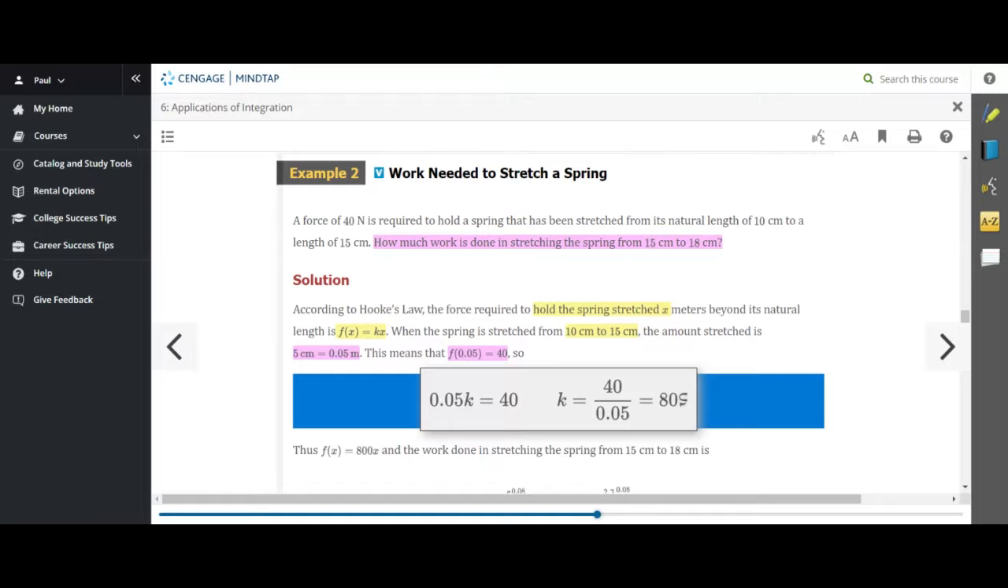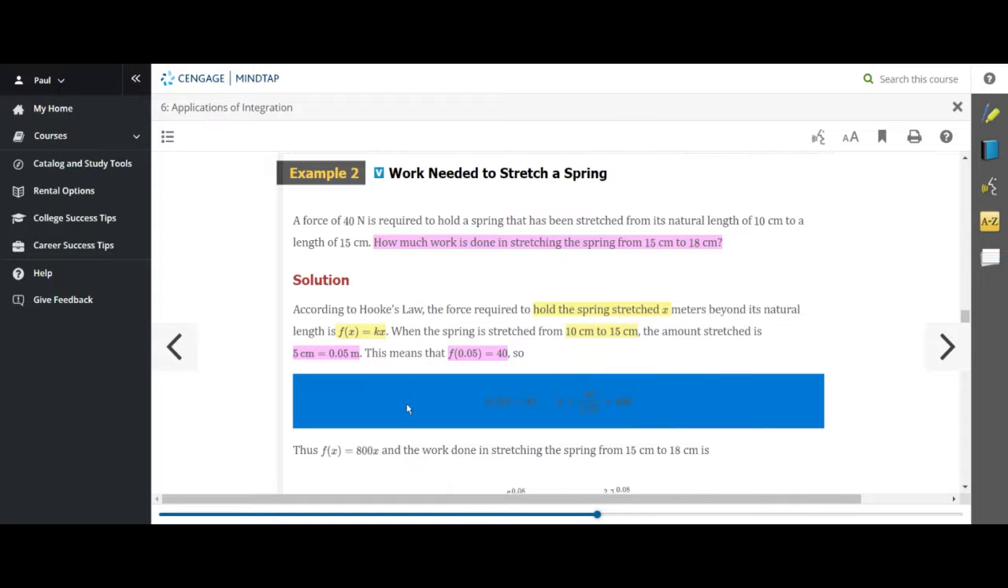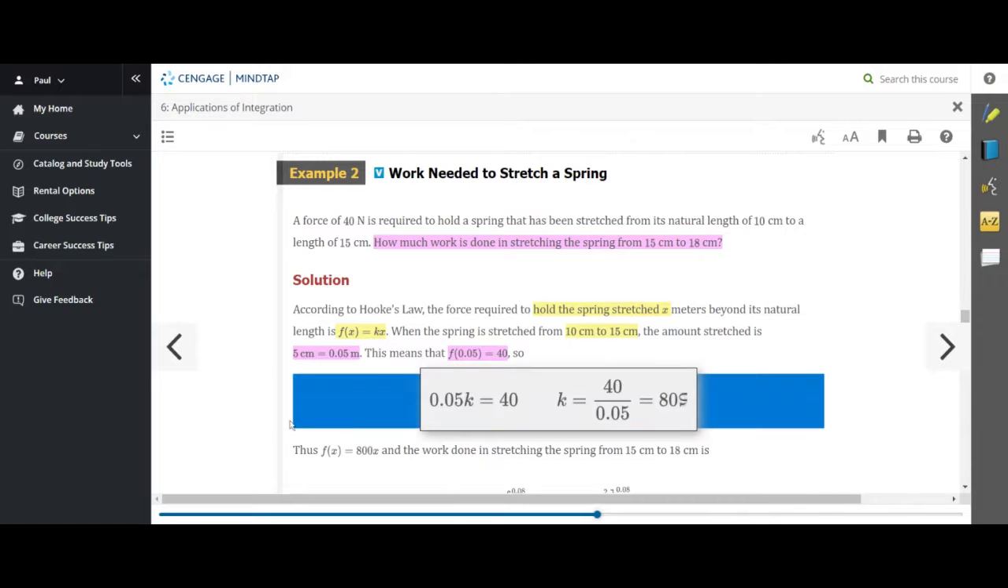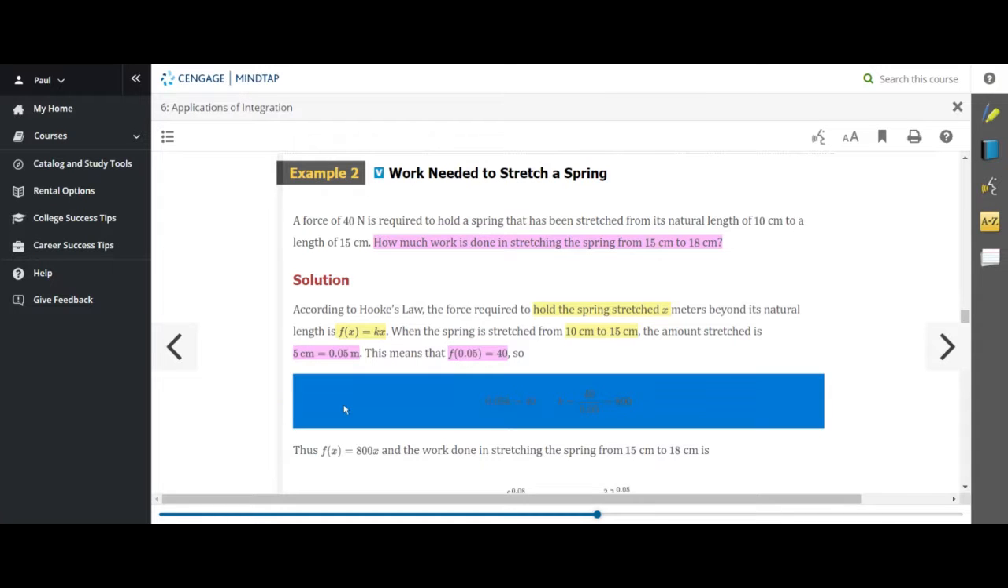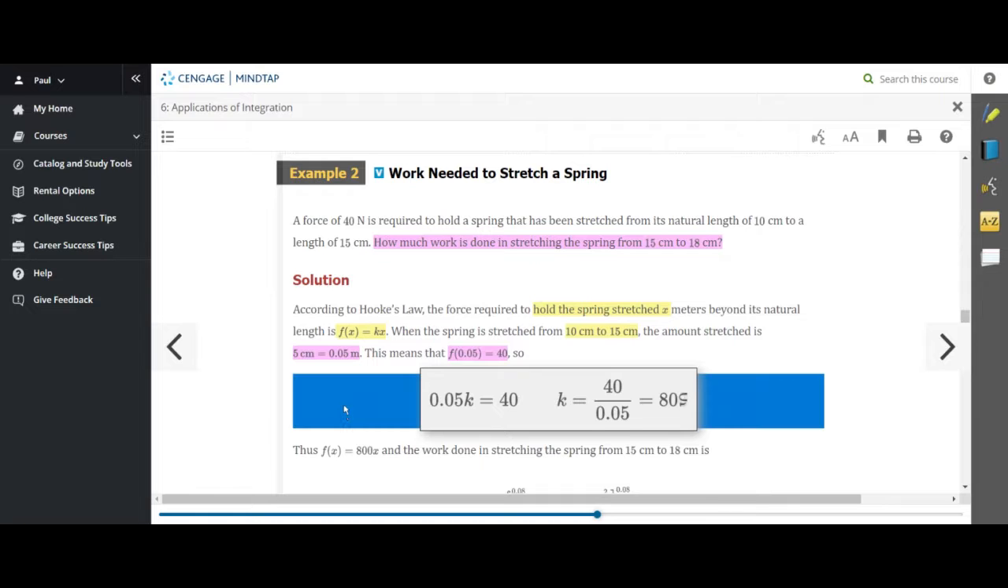It is 800. It's not coming up exactly like I have the box highlighted, but let me just see if I can do it. Sometimes you just have to. Yeah, k is equal to 800.